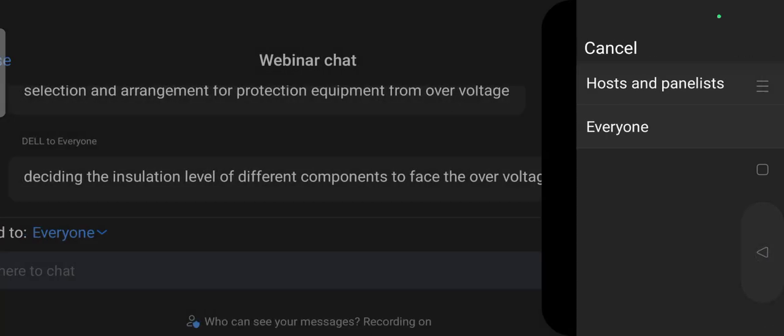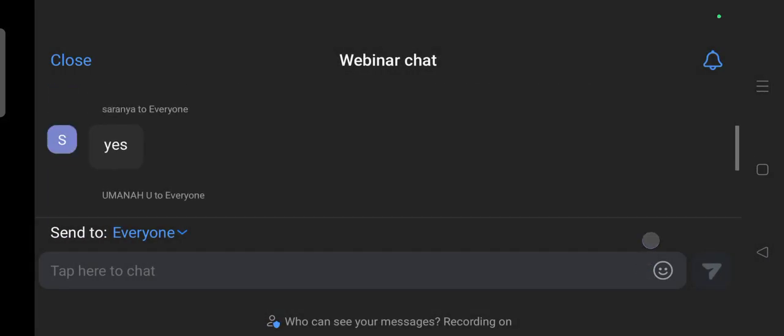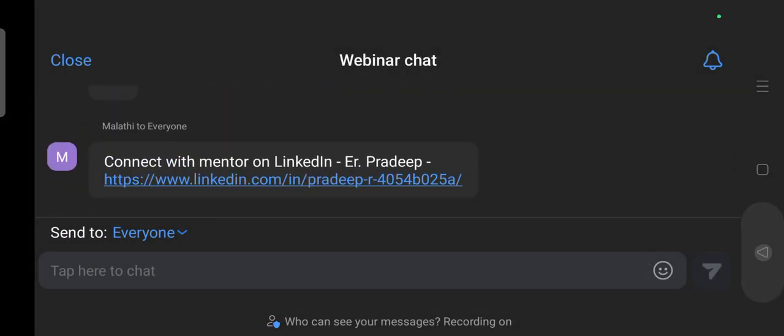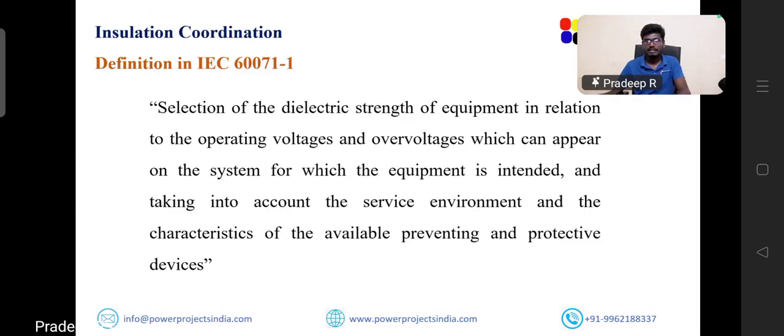So the basic definition mentioned in IEC 60071 part 1 for installation coordination is selection of dielectric strength of equipment in relation to the operating voltages and over voltages which can appear on the system for which the equipment is intended, and taking into account the service environment and the characteristics of the available preventing and protective devices, right?